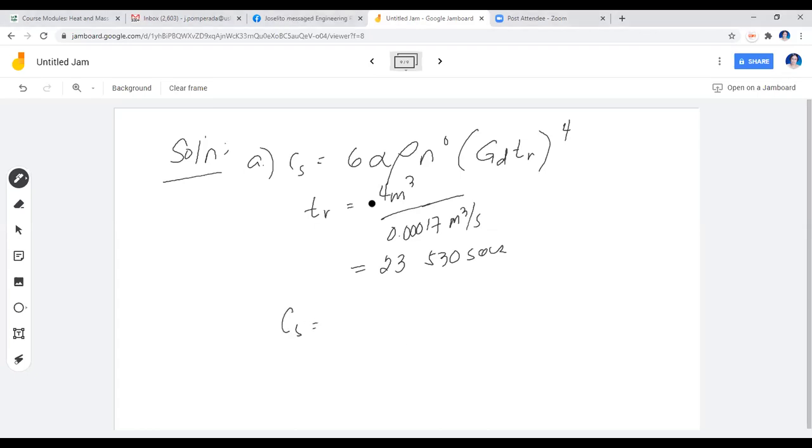If we substitute the values to the formula, we have 6, our volumetric shape factor of 0.7, our density, which is 2,660, our nucleation rate of 10 raised to 13, our growth rate, which is 10 raised to negative 8, and we need to multiply this by 23,530. By the way, our drawdown time should be in seconds. Everything else has conformed to the unit that we want for our solid content. And that's the density of the magma itself.